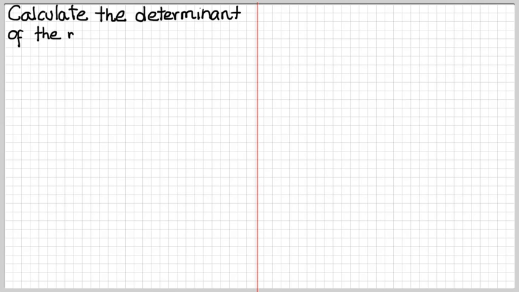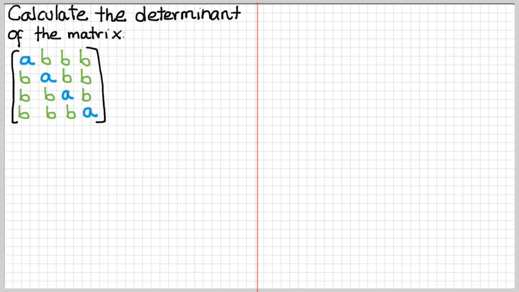Okay, so the next problem is to calculate the determinant of the matrix formed by A and B's, in which you have mostly B's everywhere, and in the diagonal you have A. So there are several ways to calculate it, but so far the only techniques that we know are using elementary operations, and maybe cofactors, but you don't want to use cofactors. So let's use elementary operations to do this.